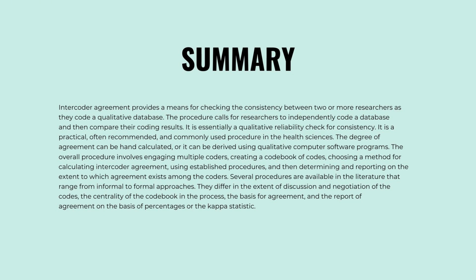The overall procedure involves engaging multiple coders, creating a codebook of codes, choosing a method for calculating intercoder agreement, using established procedures, and then determining and reporting on the extent to which agreement exists among the coders. Several procedures are available in the literature that range from informal to formal approaches. They differ in the extent of discussion and the negotiation of the codes, the centrality of the codebook in the process, the basis for agreement, and the report of the agreement on the basis of percentages or the kappa statistic.